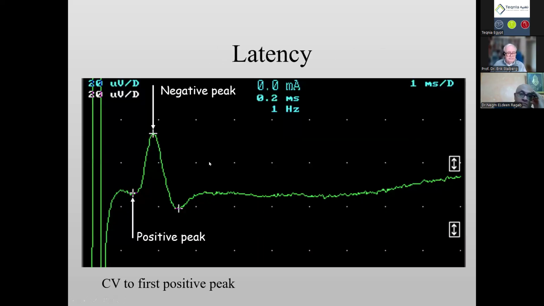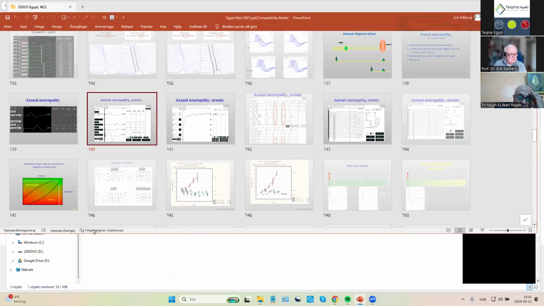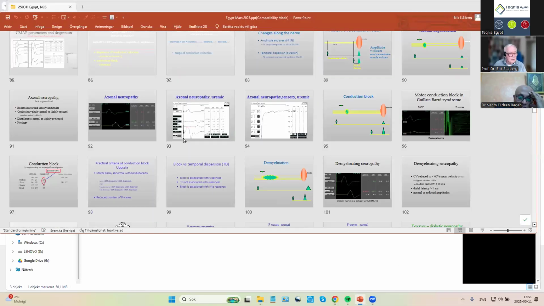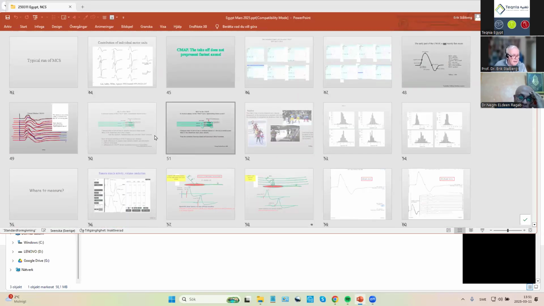Let me start with my first question. What about in carpal tunnel syndrome, the residual latency? Residual latency is, let me see, I did not have a slide.